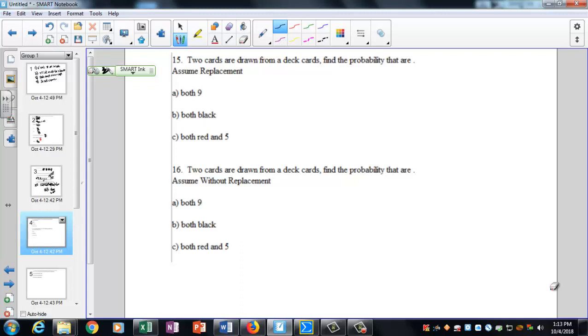We're going to draw 2 cards from a deck. Now, how many cards are in a deck? 52. Out of those 52, how many of them are 9s? 4 of them are 9s, right? How many of them are black? 26.